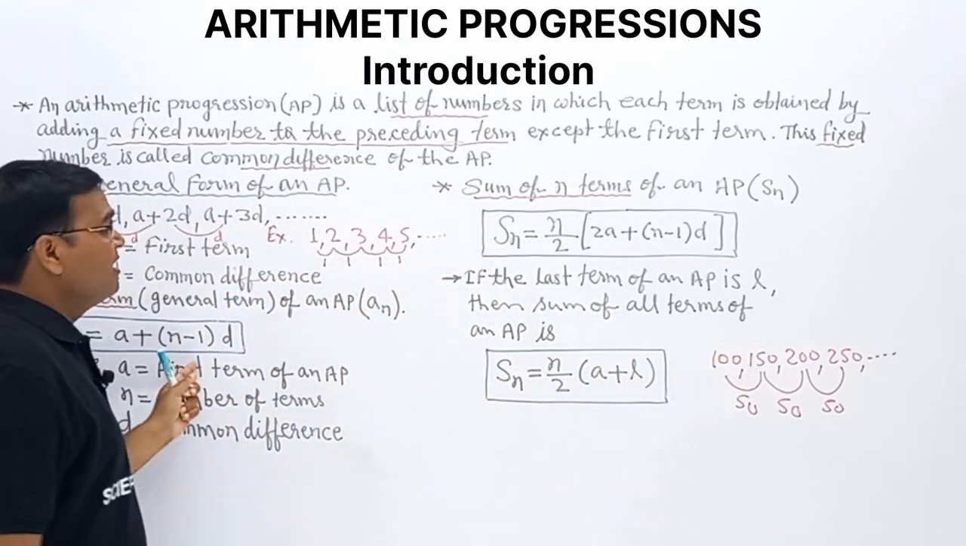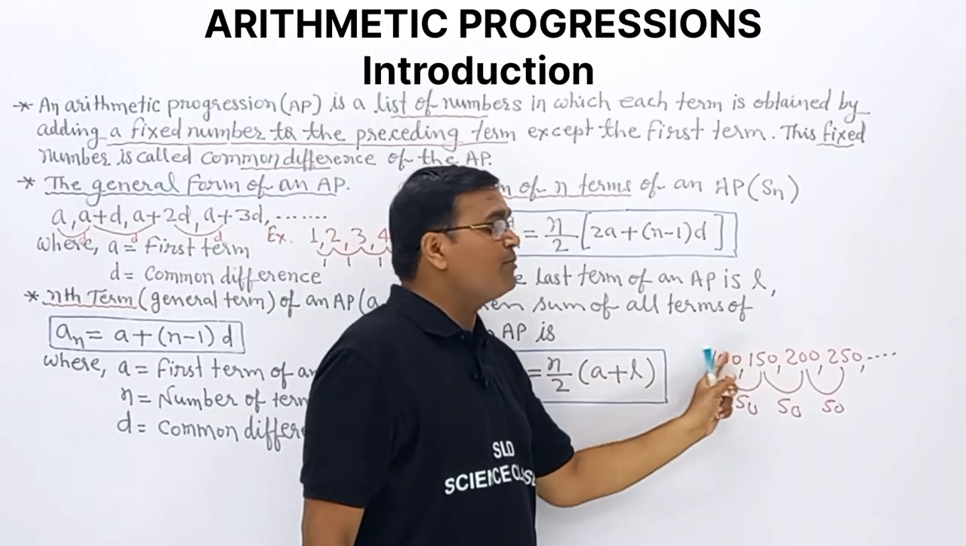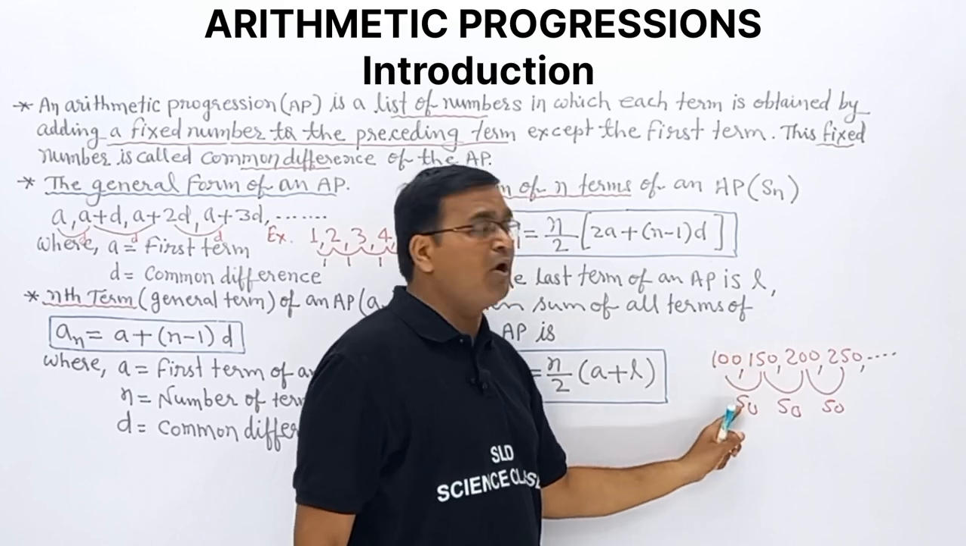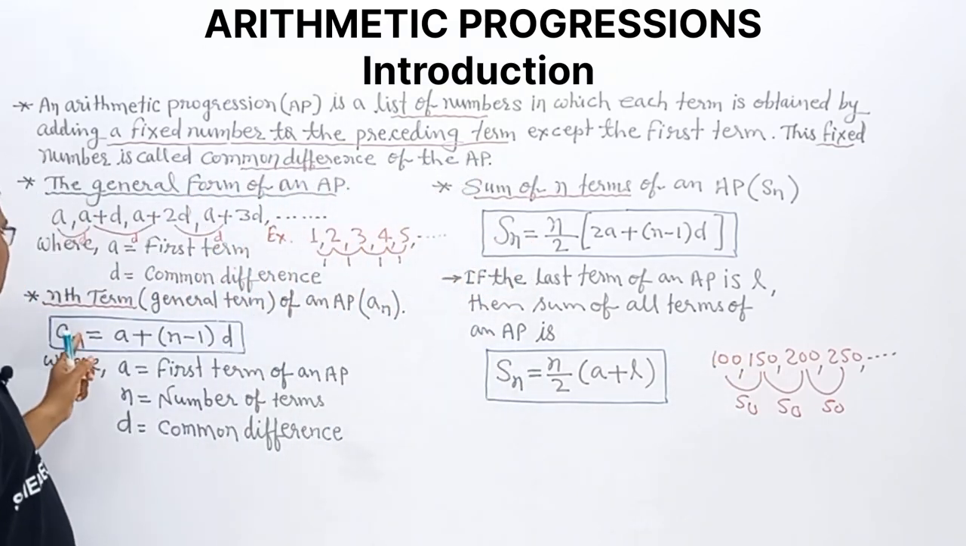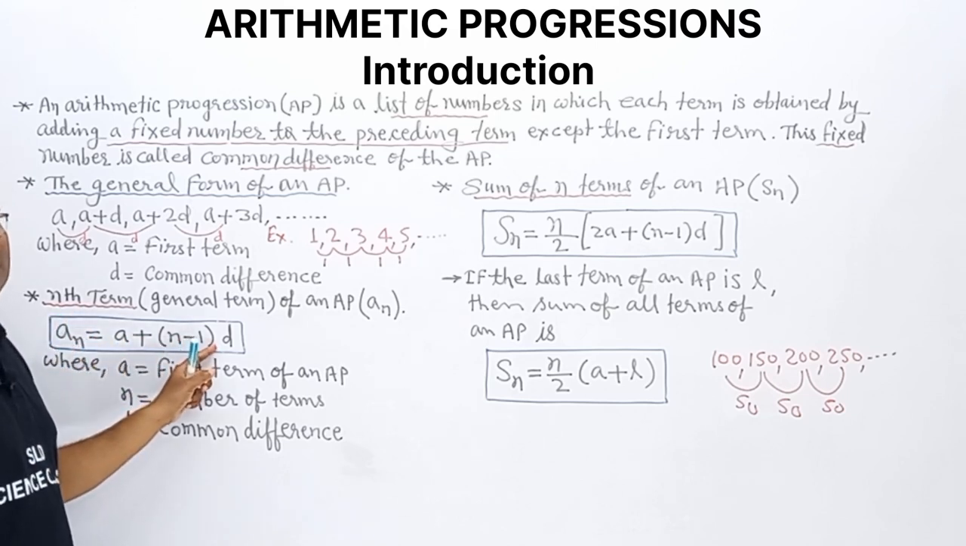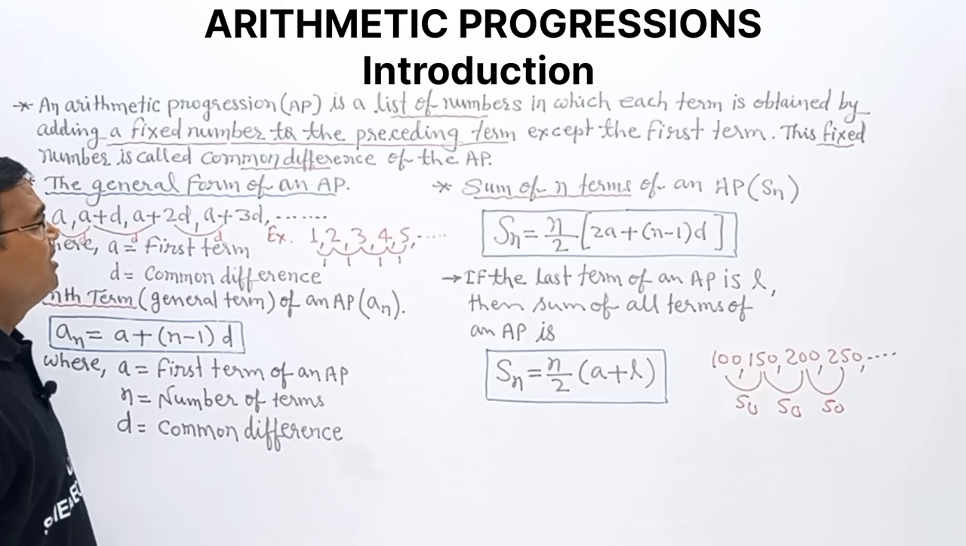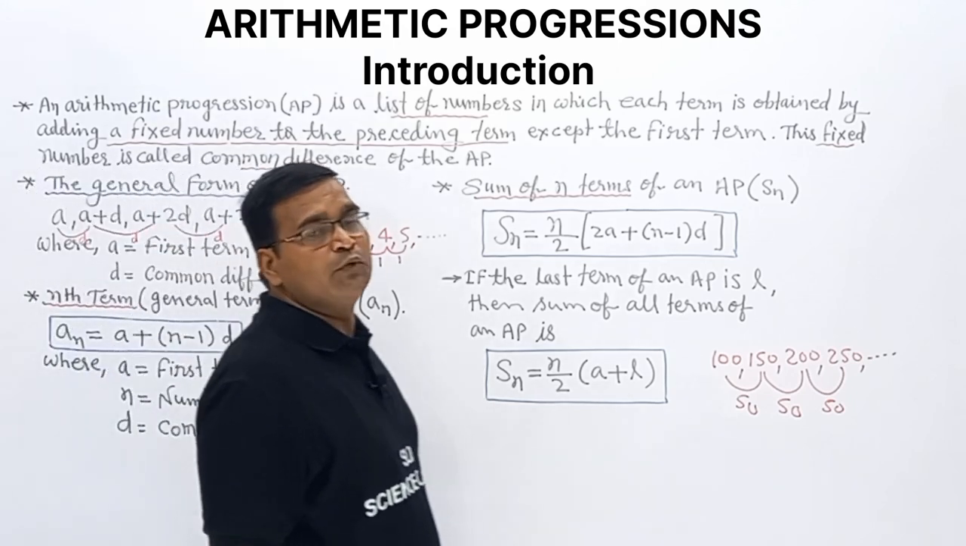What about D? D is the common difference: second minus first term. Are you getting it now? The nth term will be a_n equal to a plus (n minus 1) into d. Normal formula. Clear? And the last formula we will use in this AP.